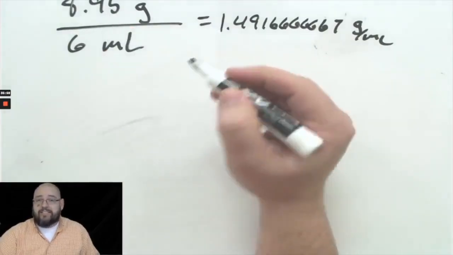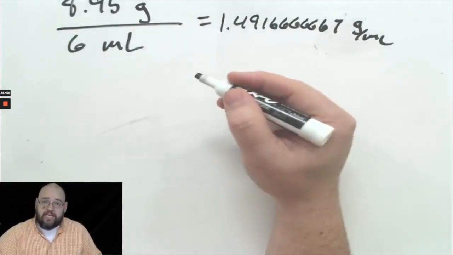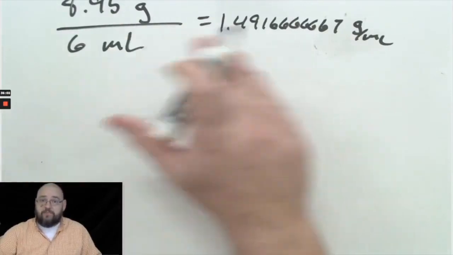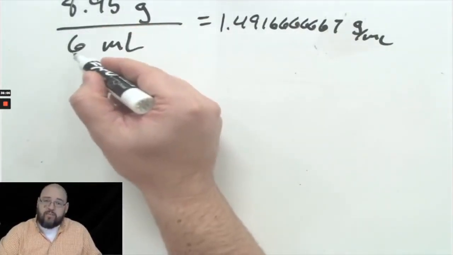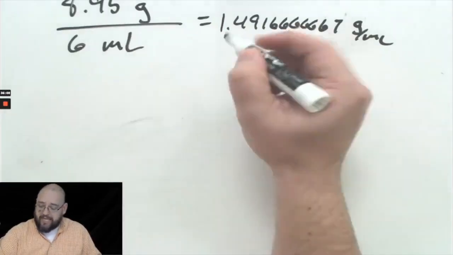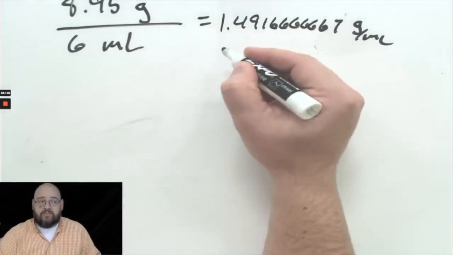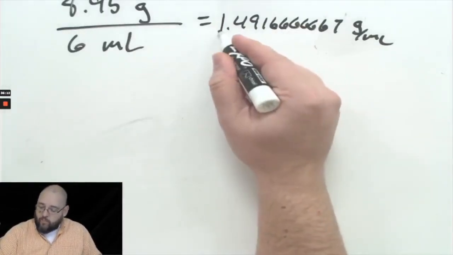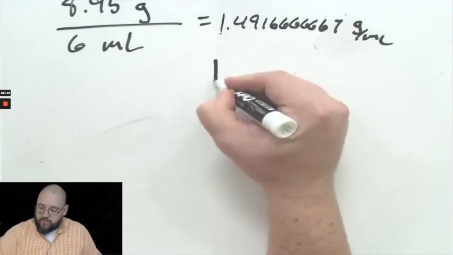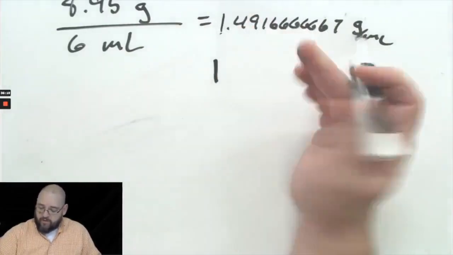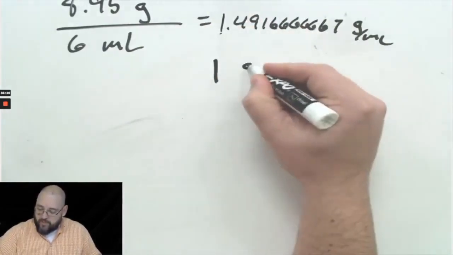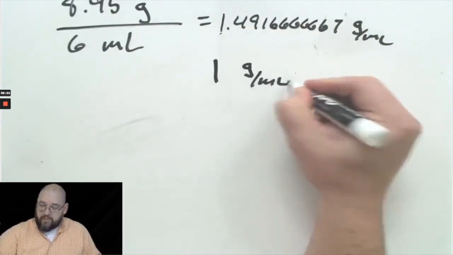So my answer has to have the same number of significant figures as my measurement that had the fewest number of significant figures. So this number right here only has one significant figure. So my answer can only have one significant figure. So I look at this, and this first digit is my significant figure, and next to that is a 4, so I'm going to round it off, and so I just am left with 1 gram per milliliter.